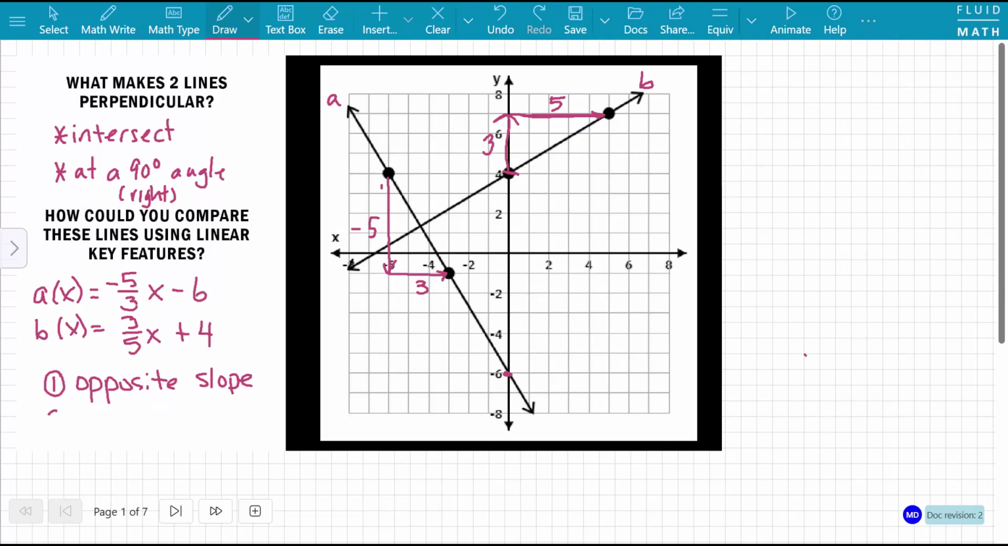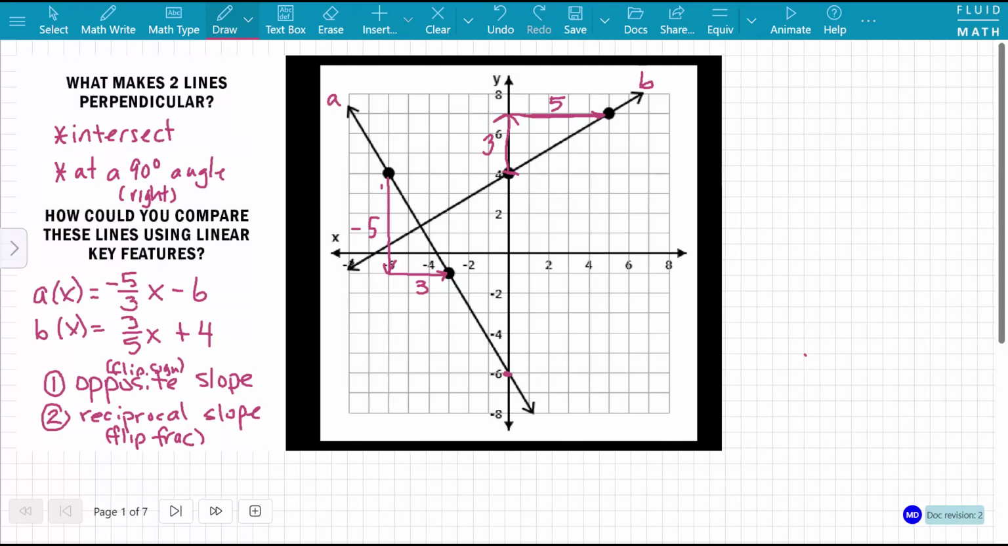The second thing I notice is that it looks like the slope 5/3 and 3/5, it's flipped. And if you recall, the word we used for that is reciprocal. So reciprocal means we flip the fraction. Opposite means we flip the sign. So we're going to flip and flip. Everything we can flip on this thing, we're going to flip it.